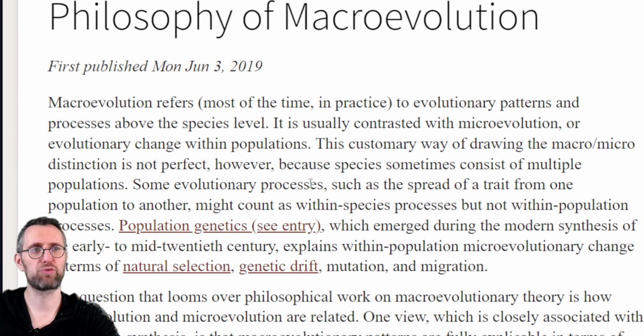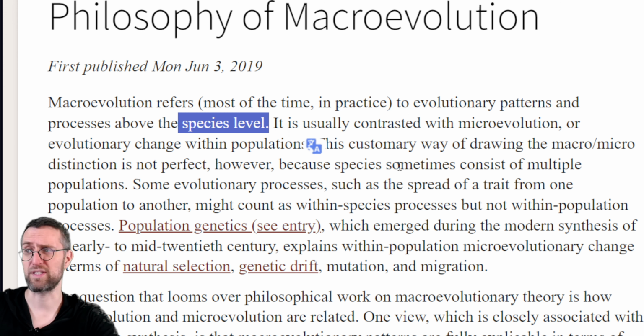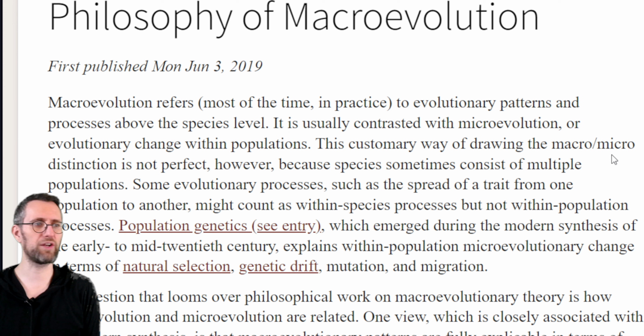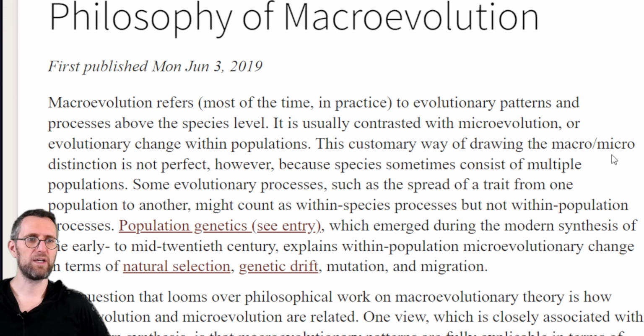So when we look at macroevolution, it refers to evolutionary patterns and processes above the species level. So we speak here about species levels. And please correct me if I say anything wrong. It is usually contrasted with microevolution, or evolutionary change within populations. This customary way of drawing the macro-micro distinction is not perfect, however, because species sometimes consist of multiple populations. Some evolutionary processes, such as the spread of a trait from one population to another, might count as within-species processes, but not within-population processes.